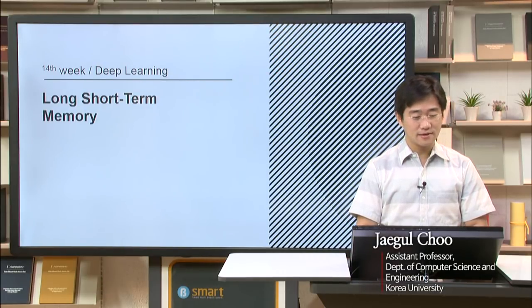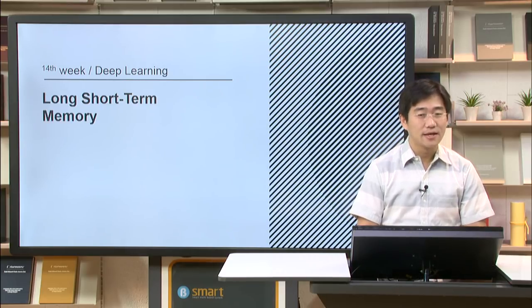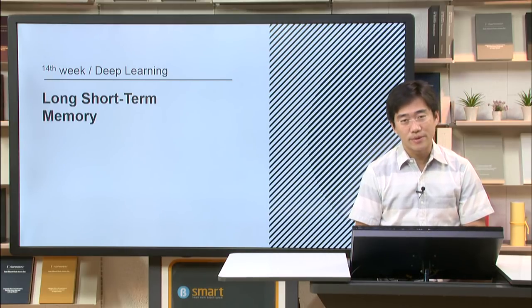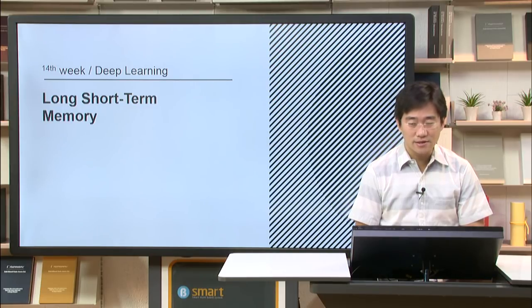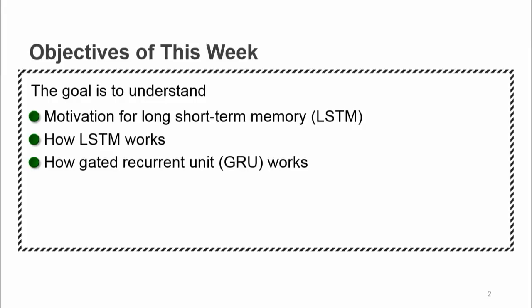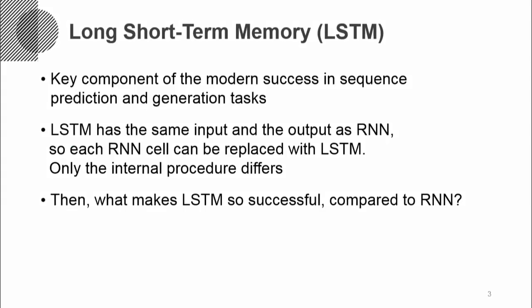So this is the second lecture in the 14th week, and we will study long short-term memory, which is an advanced and widely used architecture in recurrent neural networks. In this lecture, we will study the motivation for long short-term memory, or in short LSTM, and how this LSTM works in detail, and also we will briefly go through an alternative architecture called gated recurrent unit, or in short GRU.